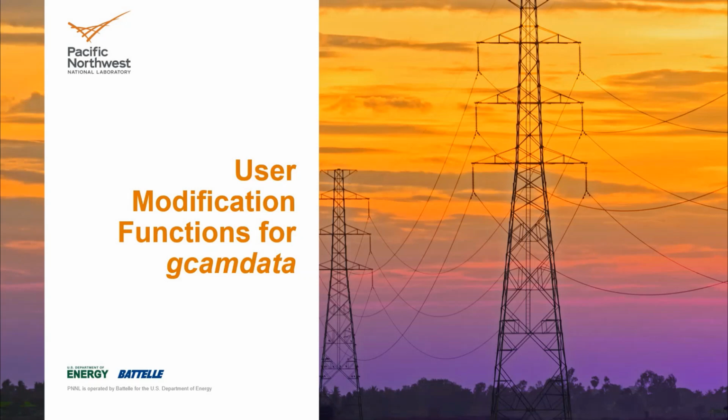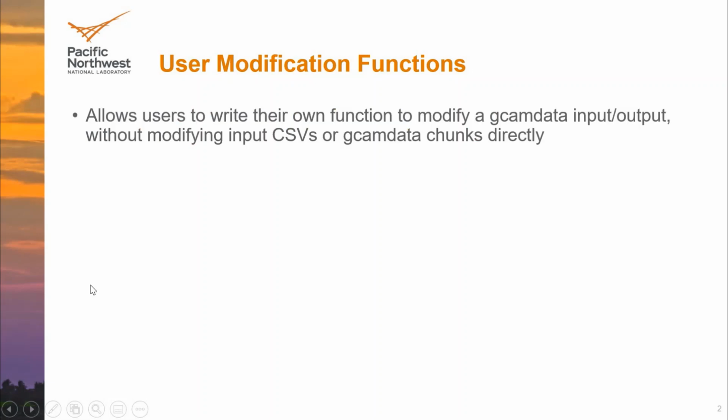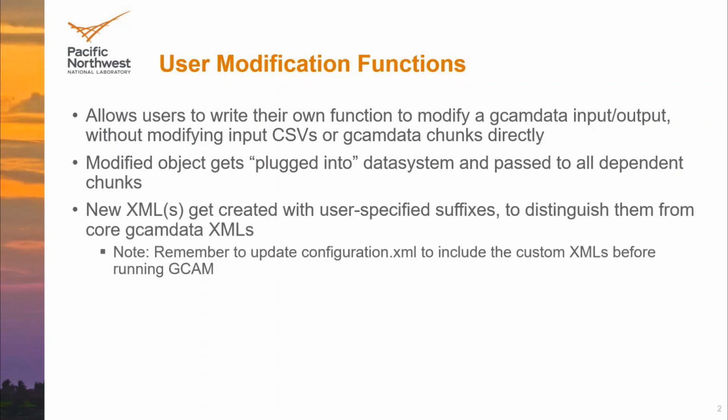Today I'll be going over the GCAMdata user modification function capability provided in GCAM version 6.0. The user modification functions allow users to write their own function to modify a GCAMdata input or output without modifying the input CSVs or the GCAMdata R chunks directly. The modified object then gets plugged into the data system and passed on to all dependent chunks.